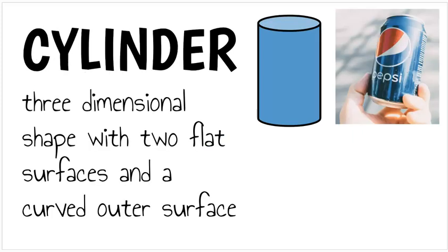Next, we have a cylinder. A cylinder is a 3-dimensional shape with 2 flat surfaces and a curved outer surface. So think about a can that's got a flat top, flat bottom, and curved around the side. That is a cylinder. 3-dimensional shape with 2 flat surfaces and a curved outer surface.